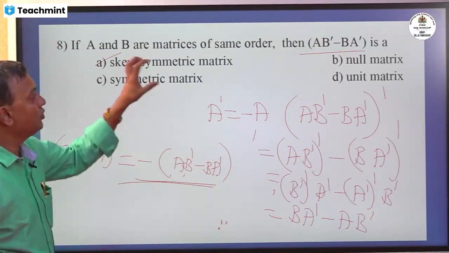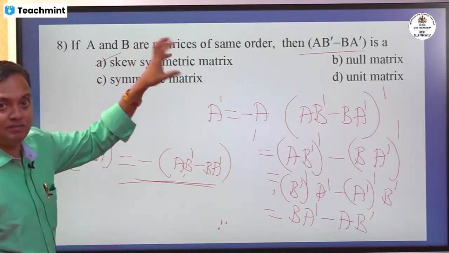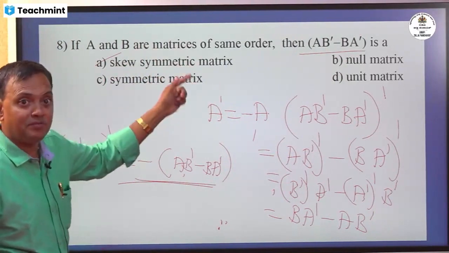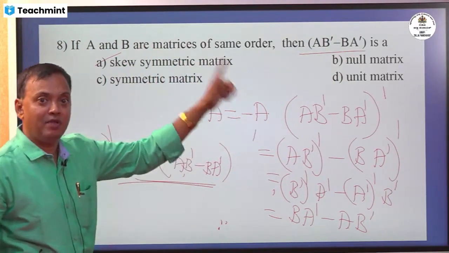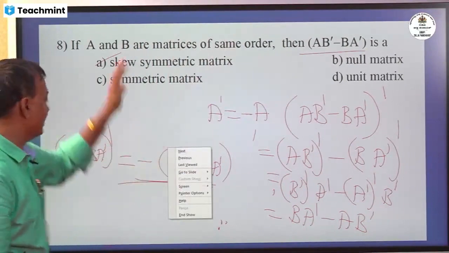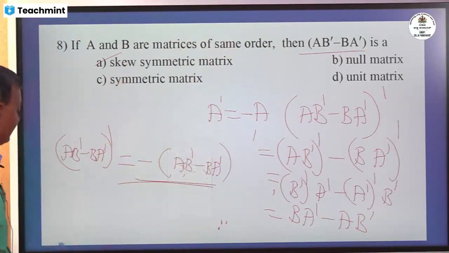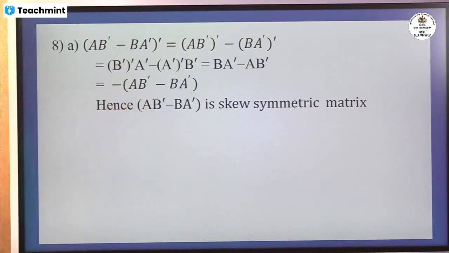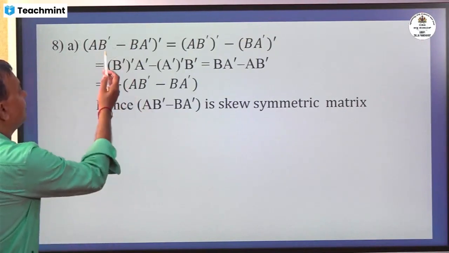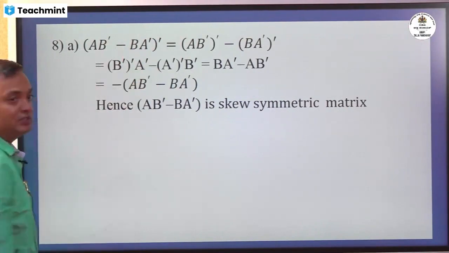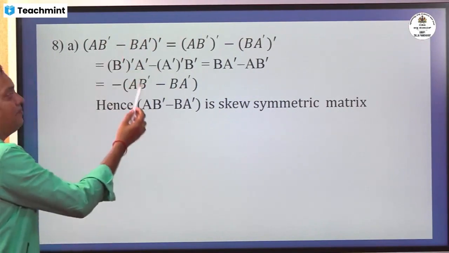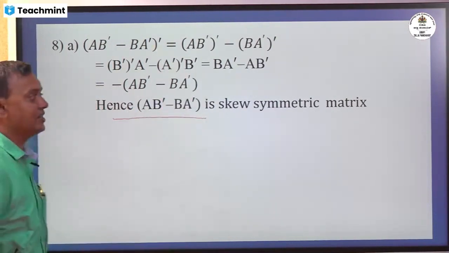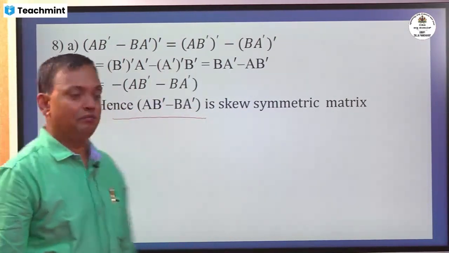So here you should know this: if A and B are symmetric matrices of the same order, then AB plus BA is symmetric, AB minus BA is skew symmetric. Here also, see, AB dash minus BA dash transpose, we get minus of AB dash minus BA dash, hence AB dash minus BA dash is a skew symmetric matrix.